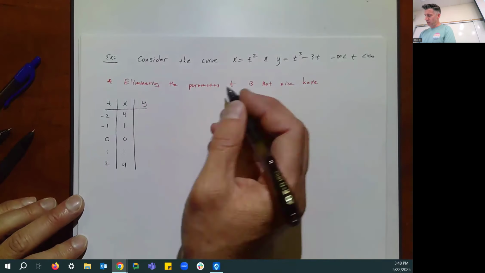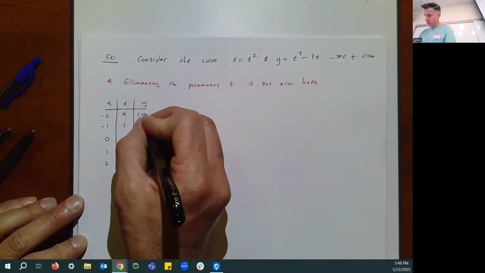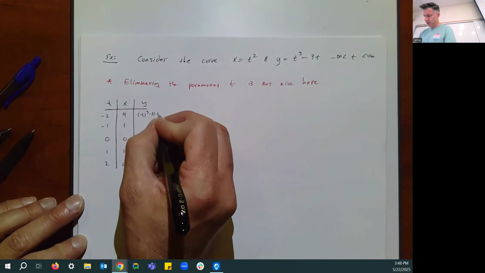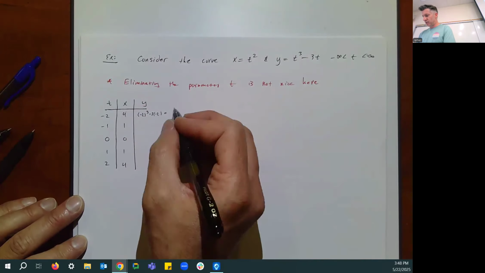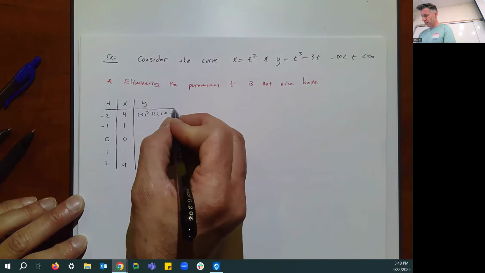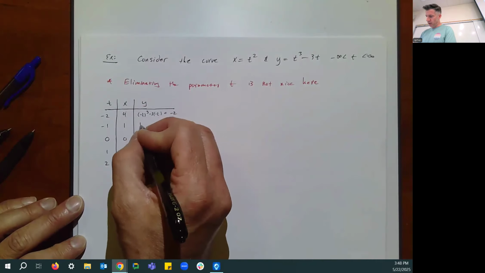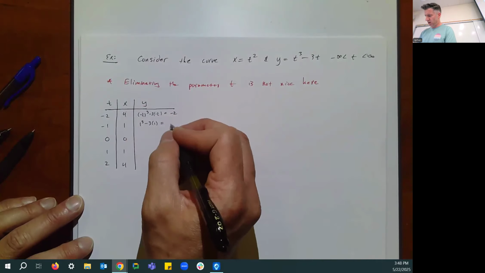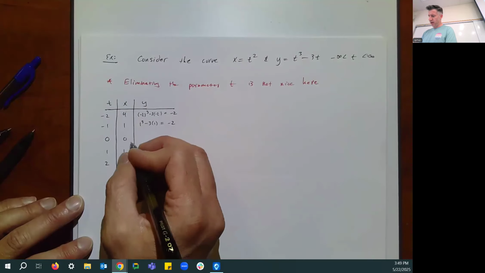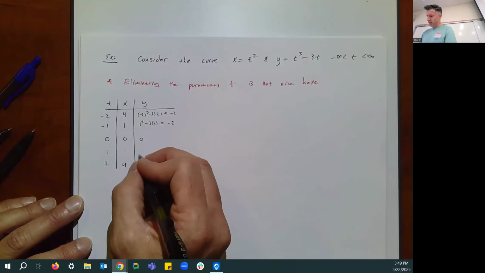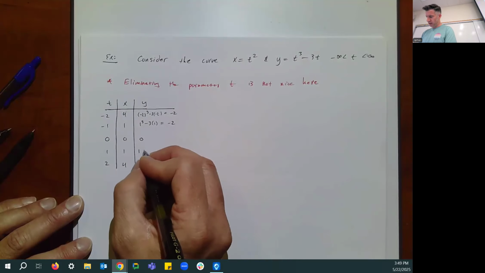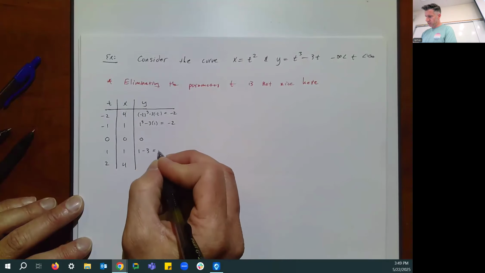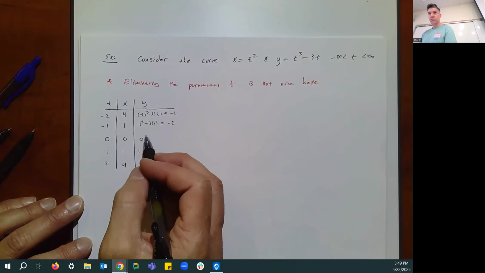Plugging in -2, I get -2 cubed minus 3 times -2, which is -8 plus 6, which is -2. Plugging in -1, I get -1 cubed minus 3 times -1, which is also 2. Plugging in 0, I get 0. Plugging in 1, I get 1 cubed minus 3, which is, I made a mistake here.